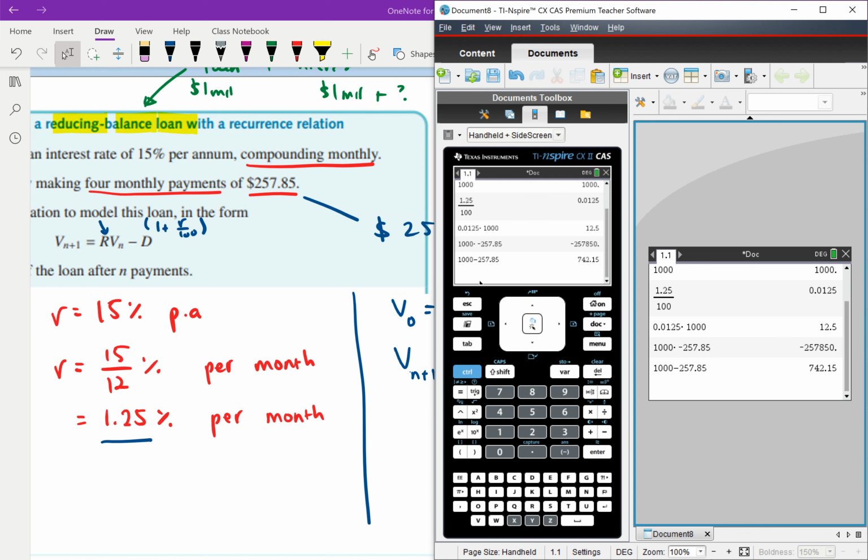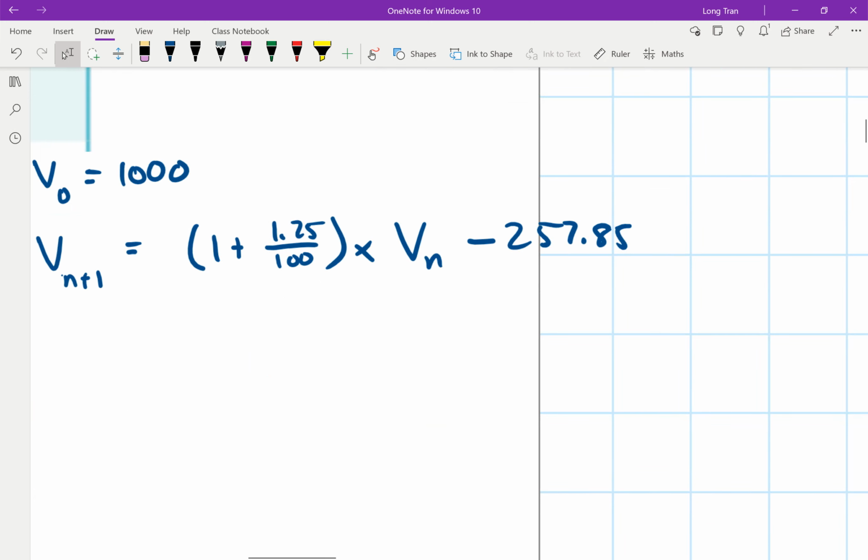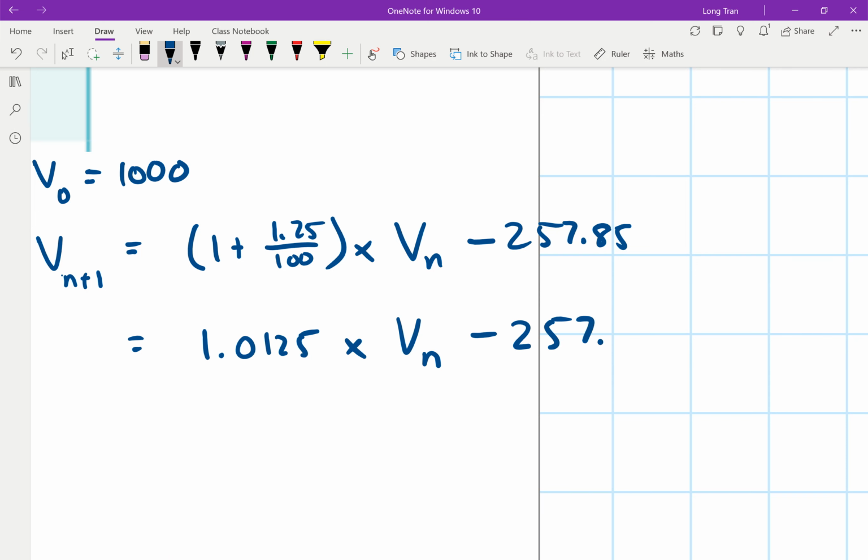So that's what you're doing right now. I'm going to show you 1,000, that's what you start off with, times 1.0125. Okay, so this is your rate, R, minus $257.85. So what I'm doing there is exactly this model right here. So when you add it together, that's 1.0125 multiplied to what you owe, and then this is what you repay. So this here will calculate the interest plus total. So it's your $1,000 plus interest. This is what you're paying back. Does that make sense?